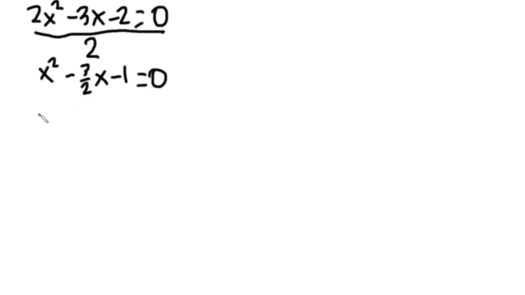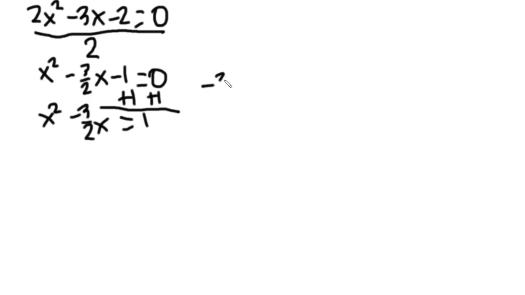My next step is I'm going to add 1 to both sides of my equation. So that gives me a 1 on the right side. The reason I'm doing that is because we have to move our constant to the right side in order to complete the square. So you should just be left with an x squared and an x term over here. Now I'm going to do the actual part of completing the square.